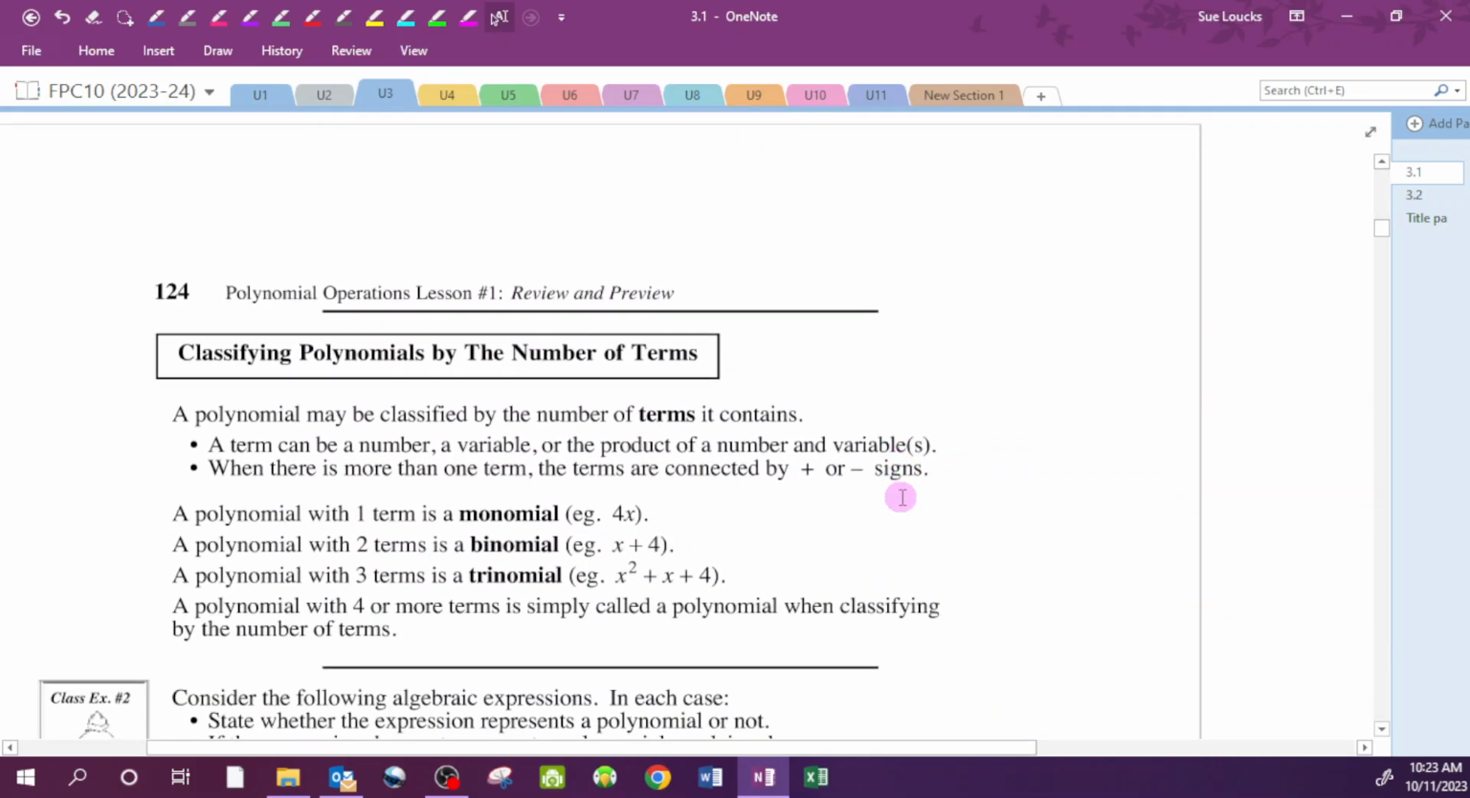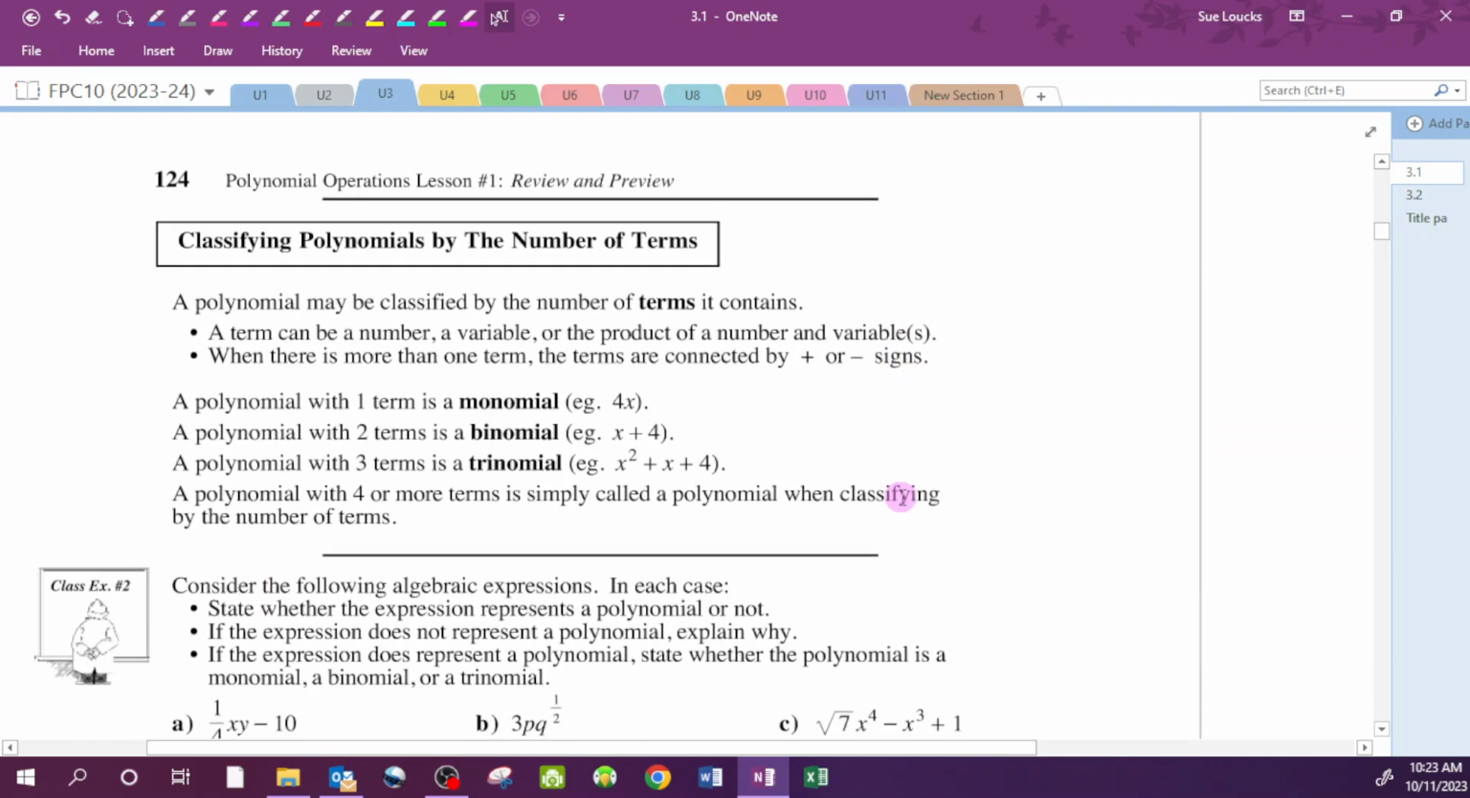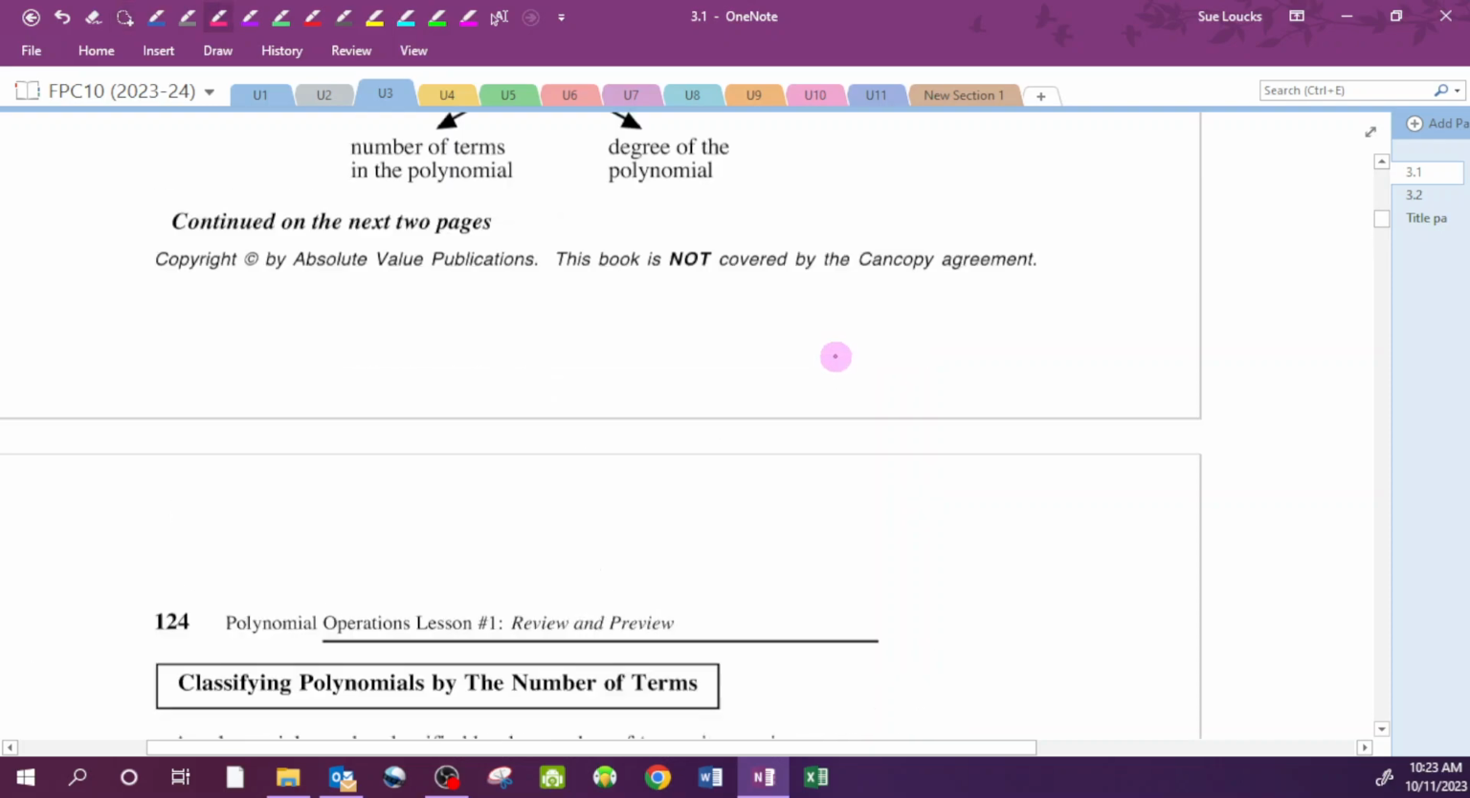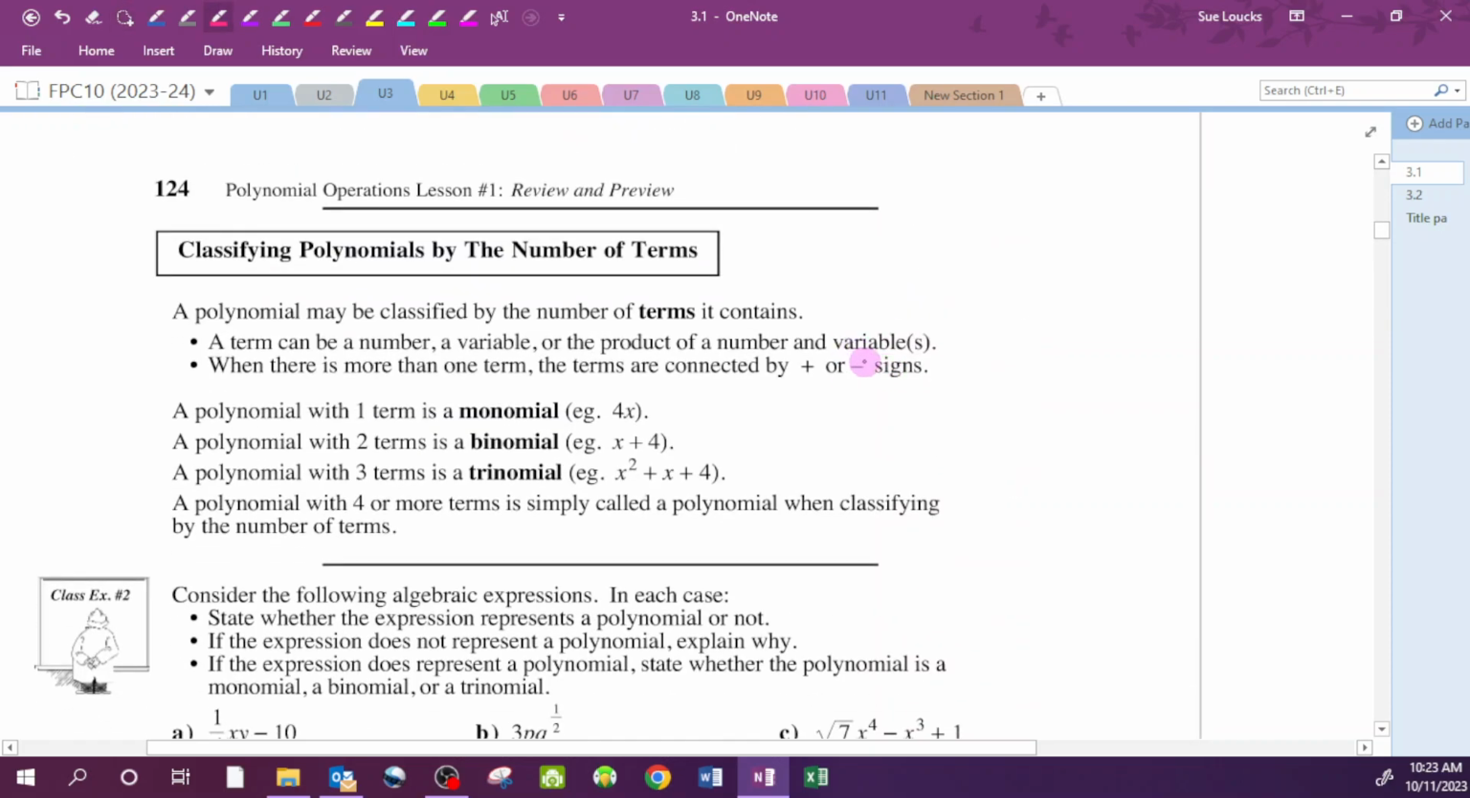If we talk about classifying by the number of terms, remember, when there's more than one term, they're connected by plus signs, because you can always rewrite it with plus signs, and that just makes things better. So if it has 1 term, it's a monomial. If it has 2 terms, it's a binomial, think bicycle. And a trinomial has 3 terms, think tricycle. And if it's anything more than that, we just call it a polynomial, although monomial, binomial, and trinomial are also polynomials, but we have no special name for anything with 4 or more terms.